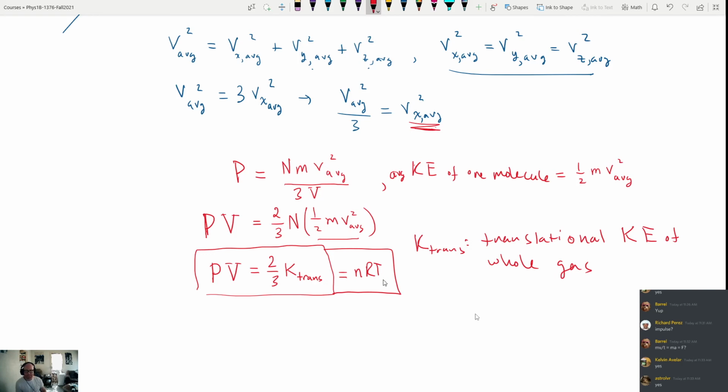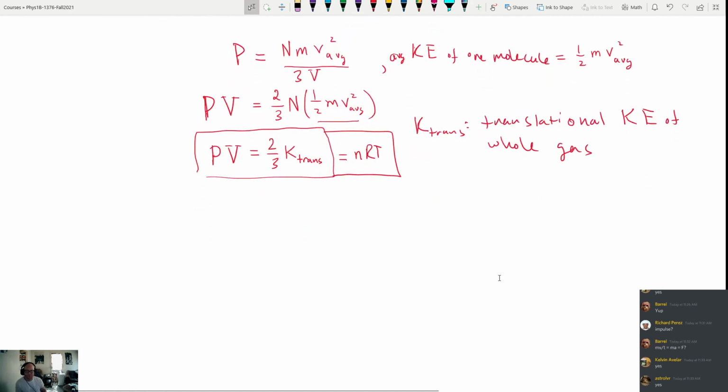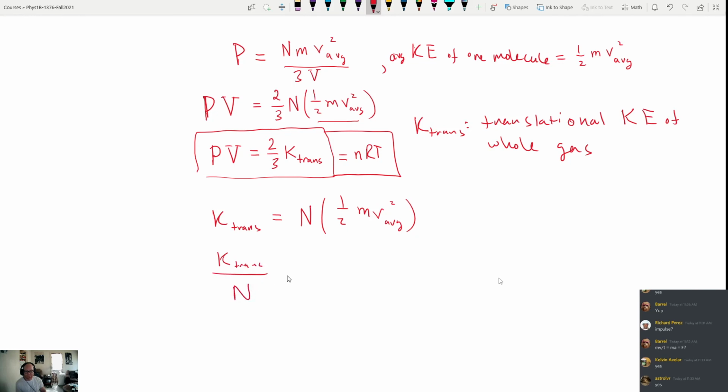Okay, so we look at this relationship here. The translational kinetic energy of the whole gas is defined as N times 1/2 mass of an atom times average velocity squared. So we can say then that the translational kinetic energy divided by N is equal to the kinetic energy of a single atom, or the average kinetic energy of the gas.